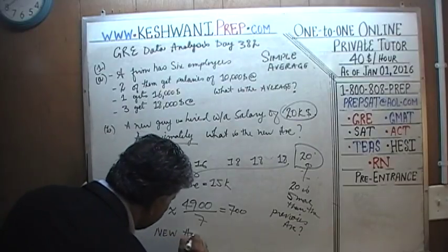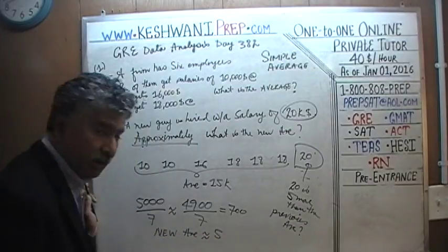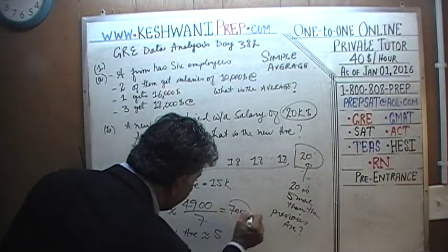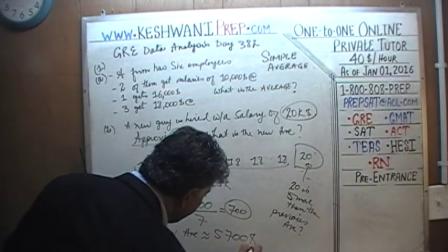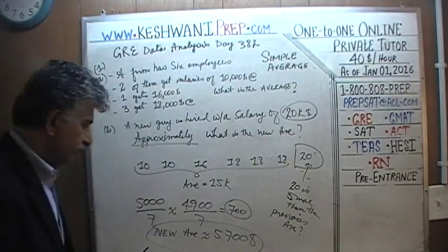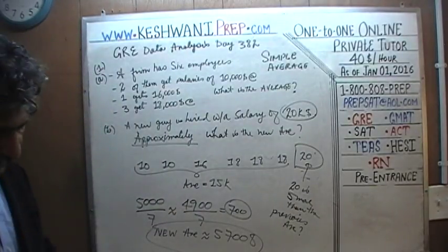The new average is approximately what the old average was, 5,000, plus the increase of $700. The average goes up by $700. The new average is $5,700.